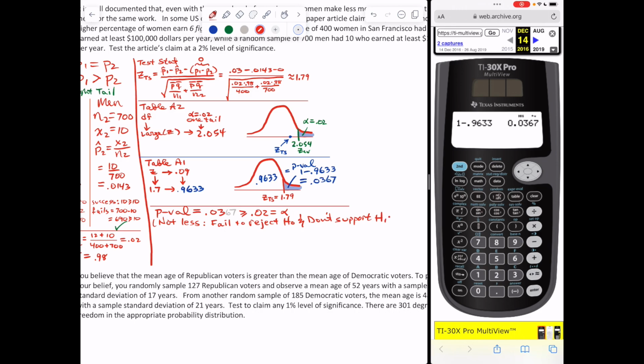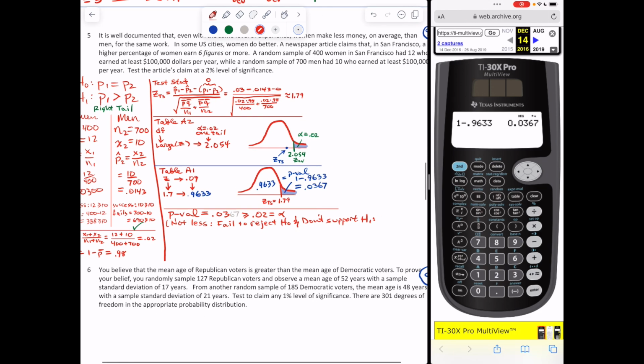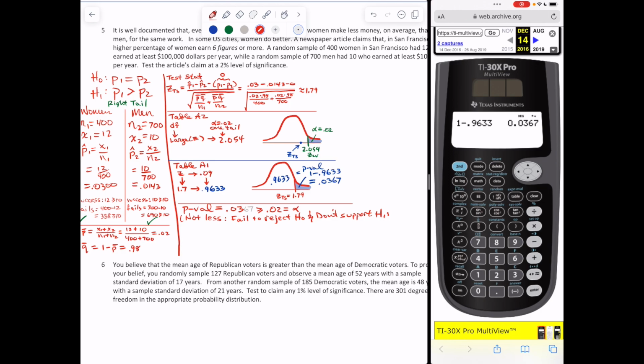H1 was the claim that had said P1 is bigger than P2 here. So that was the proportion of women who earn 6 figures or more in San Francisco. The claim was that there was a higher proportion or a higher percentage. The data do not support that. It doesn't mean it's not true, but we just don't have evidence here that demonstrates this.